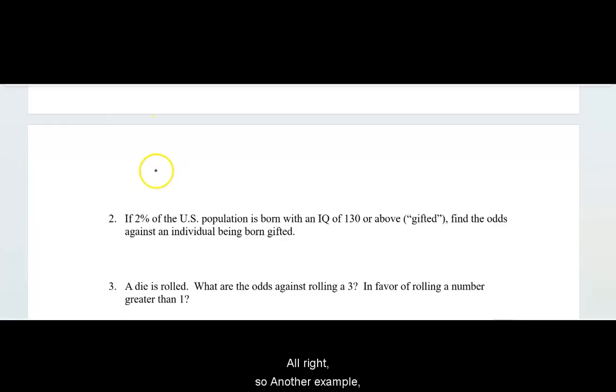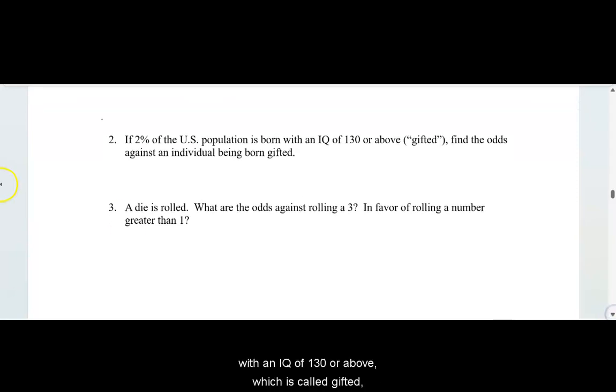All right, so another example. If 2% of the U.S. population is born with an IQ of 130 or above, which is called gifted, find the odds against an individual being born gifted. Now look at this one. You're given 2% of the population. That's the information we're given right here. Guess what that is? That is our probability. All right? So our probability is 2%. Another way you could look at that is 0.02.